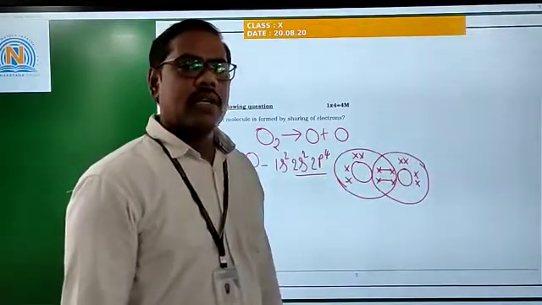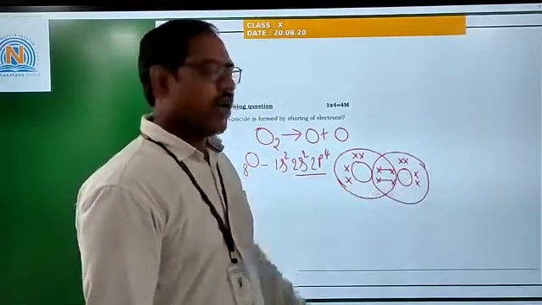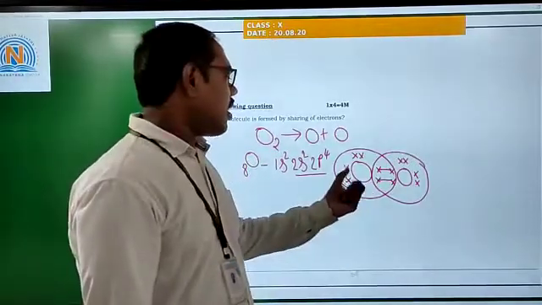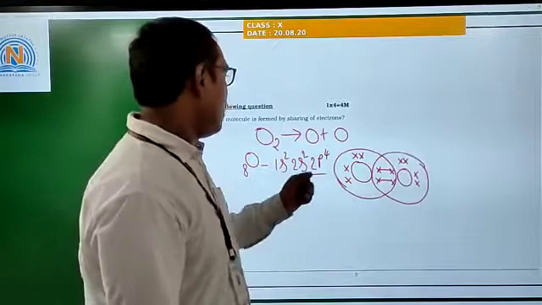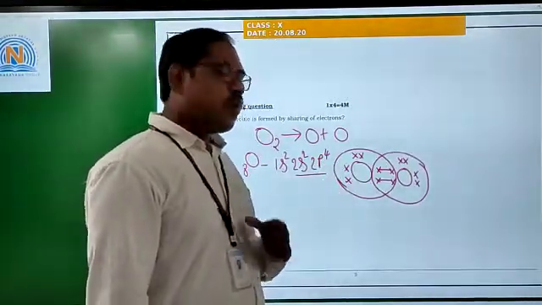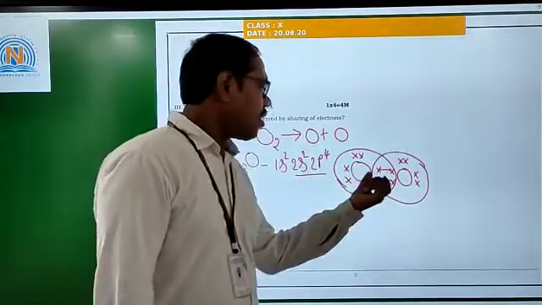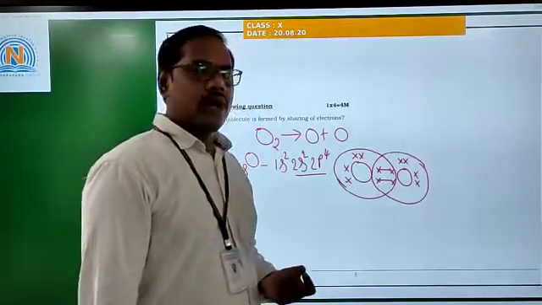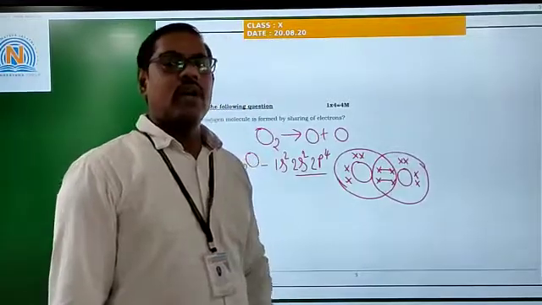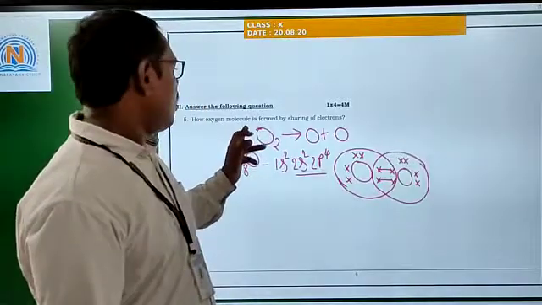So here, this oxygen atom gets 1, 2, 3, 4, 5, 6, 7, 8 electrons in its outermost orbit. This oxygen atom also has 8 electrons in its outermost orbit. So both attain the stability. The oxygen molecule is formed by 2 pairs of electrons. That means the 2 pairs of electrons are shared by the 2 atoms. So here 2 bonds are present. So the oxygen molecule is an example for the double bond.